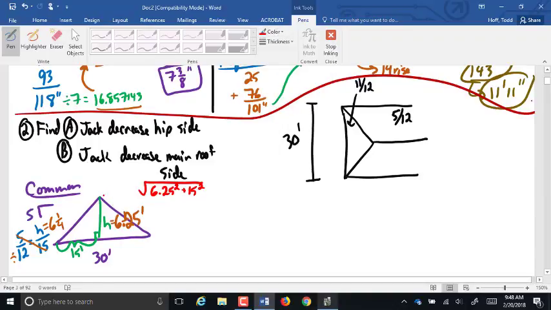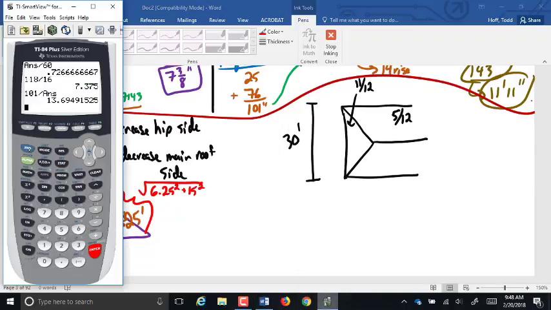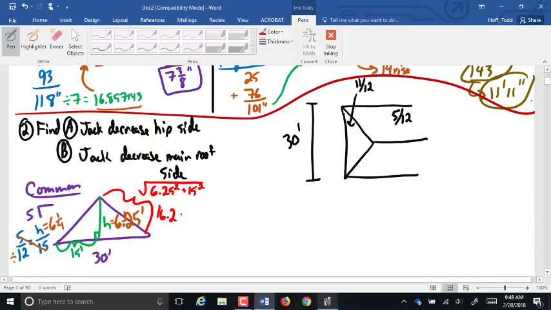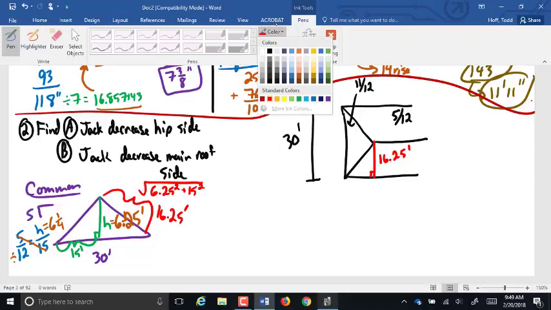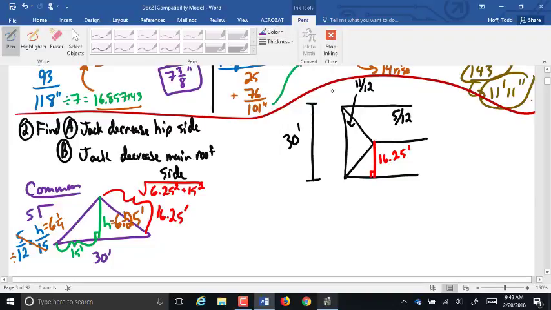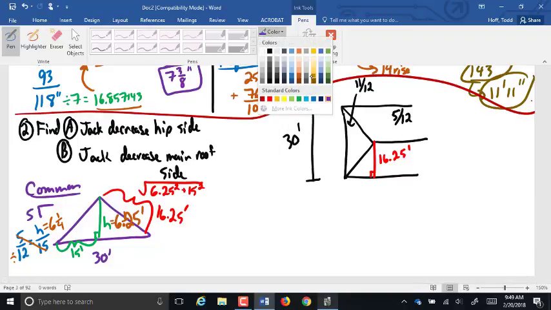Yeah, we find our common rafter length by doing the square root of 6.25 squared plus 15 squared, which gives us 16.25 feet. So that is right here. This is 16.25 feet. What's next? We can work with the jack rafter. Actually, what we need to find is the longest jack rafter, and we'll use that to help find our setback.